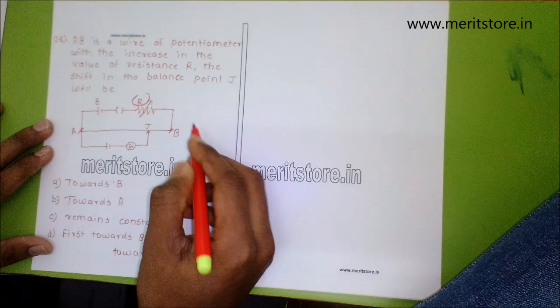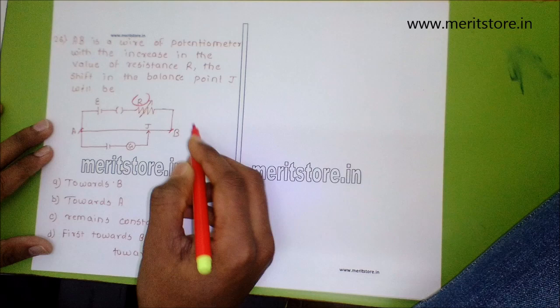AB is a wire of potentiometer. With the increase in the value of resistance R, the shift in the balance point J will be, there are 4 options: towards B, towards A, remains constant, and the last option, first towards B, then back towards A. This R is a rheostat which is used in the potentiometer experiments. The rheostat is necessary to change the potential gradient between the points A and B.